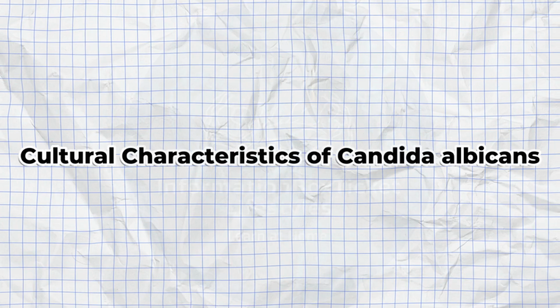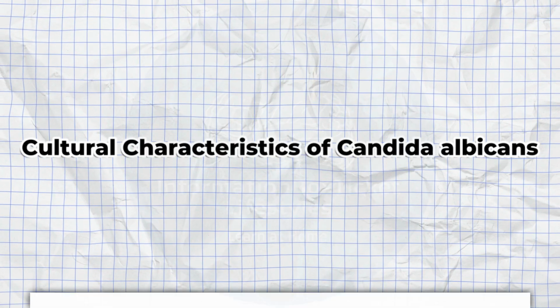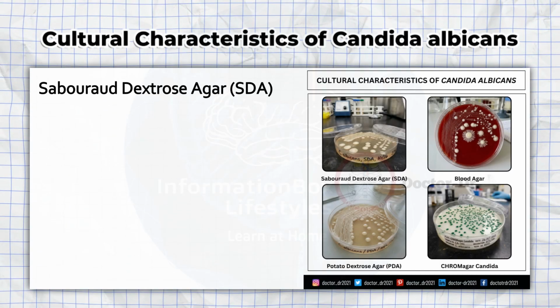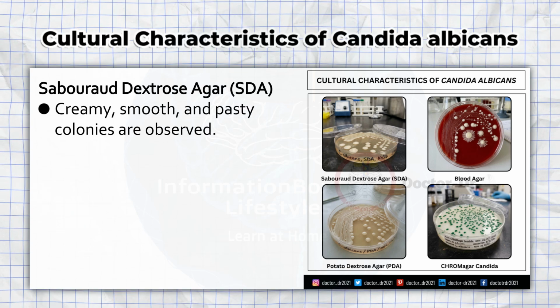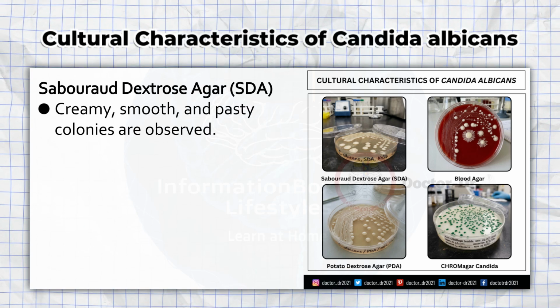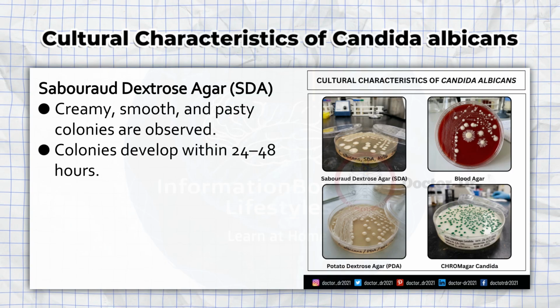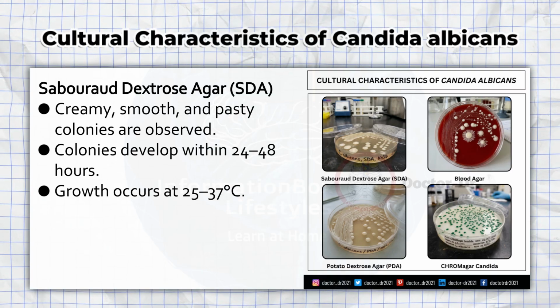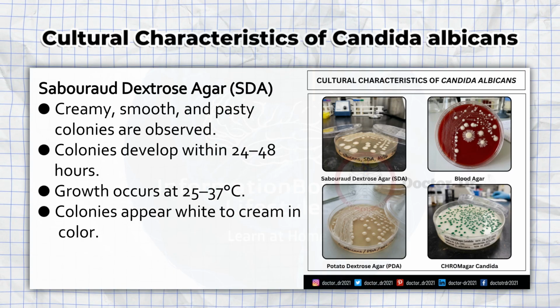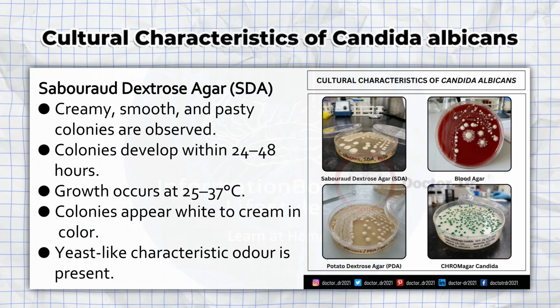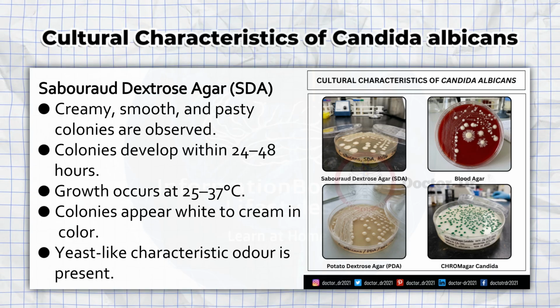Cultural characteristics of Candida albicans. Sabouraud dextrose agar, SDA. Creamy, smooth, and pasty colonies are observed. Colonies develop within 24 to 48 hours. Growth occurs at 25 to 37 degrees Celsius. Colonies appear white to cream in color. Yeast-like characteristic odor is present.